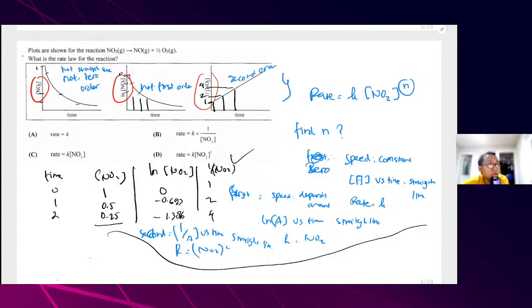So what's the answer? The question is, what's the answer? The rate should be K times NO2 squared. So the answer will be D.